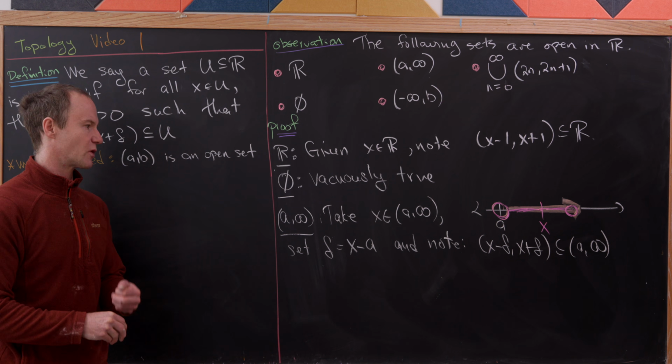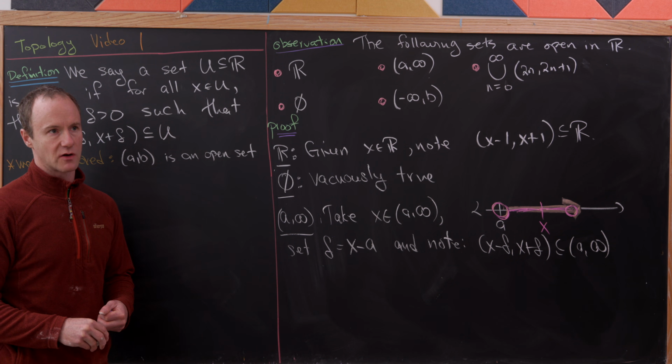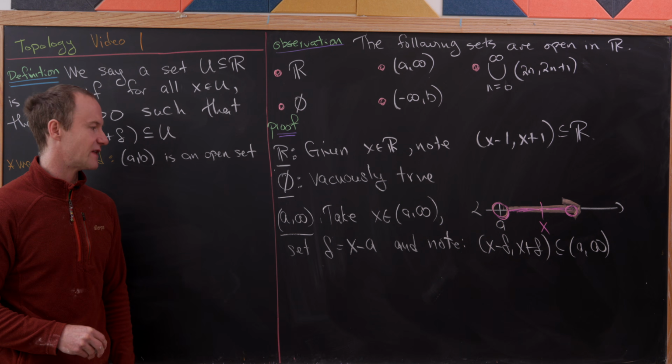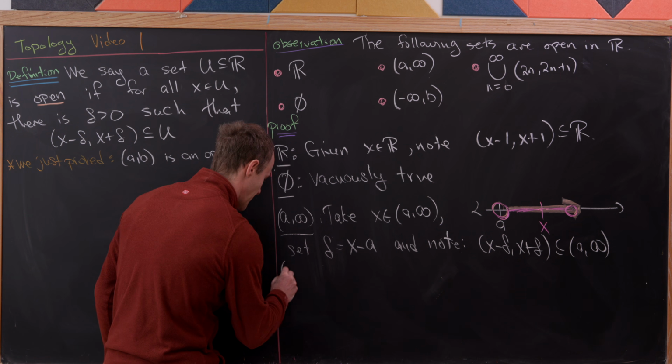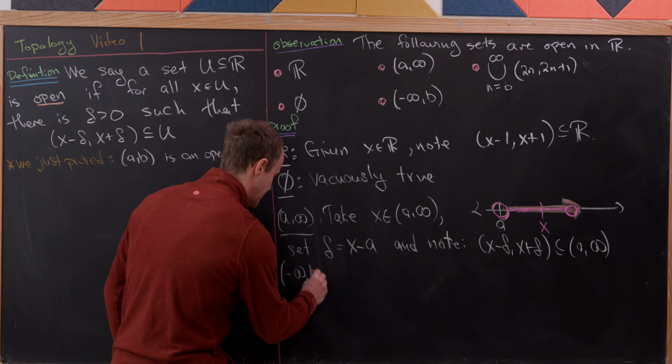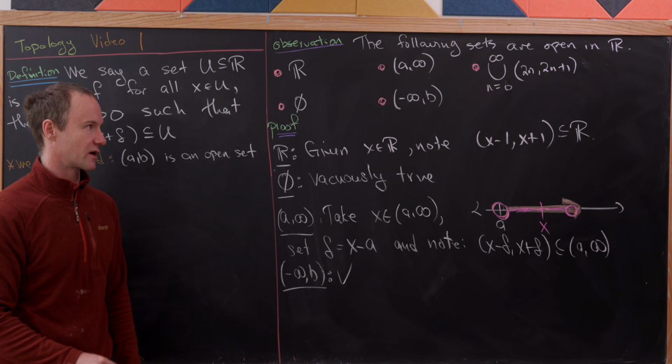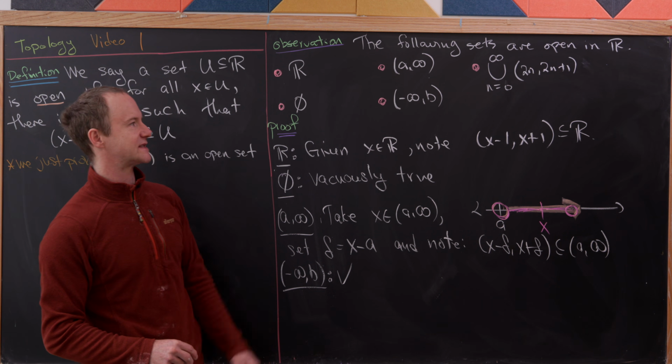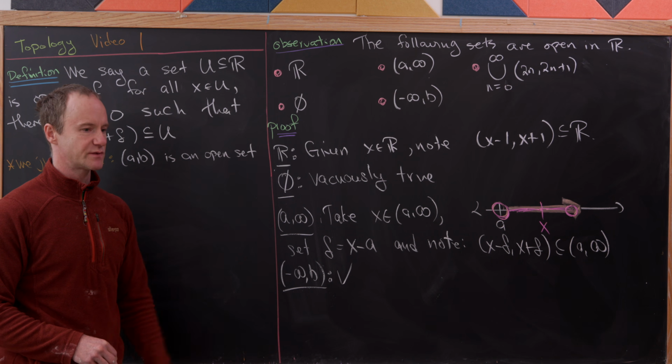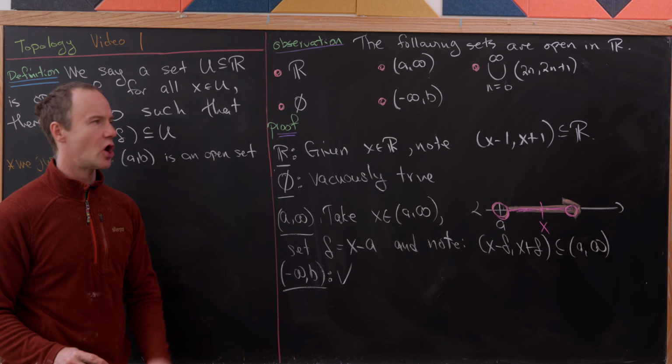Now, you could check this more carefully like we did for our original open interval argument, but I'll leave that to you. And then, what about this? Minus infinity to b. Well, I'll just say that that's similar and put a check mark next to it. Now, what about our last thing, our union of a bunch of open sets? Well, I'm not going to prove this. Maybe I'll talk our way through it.